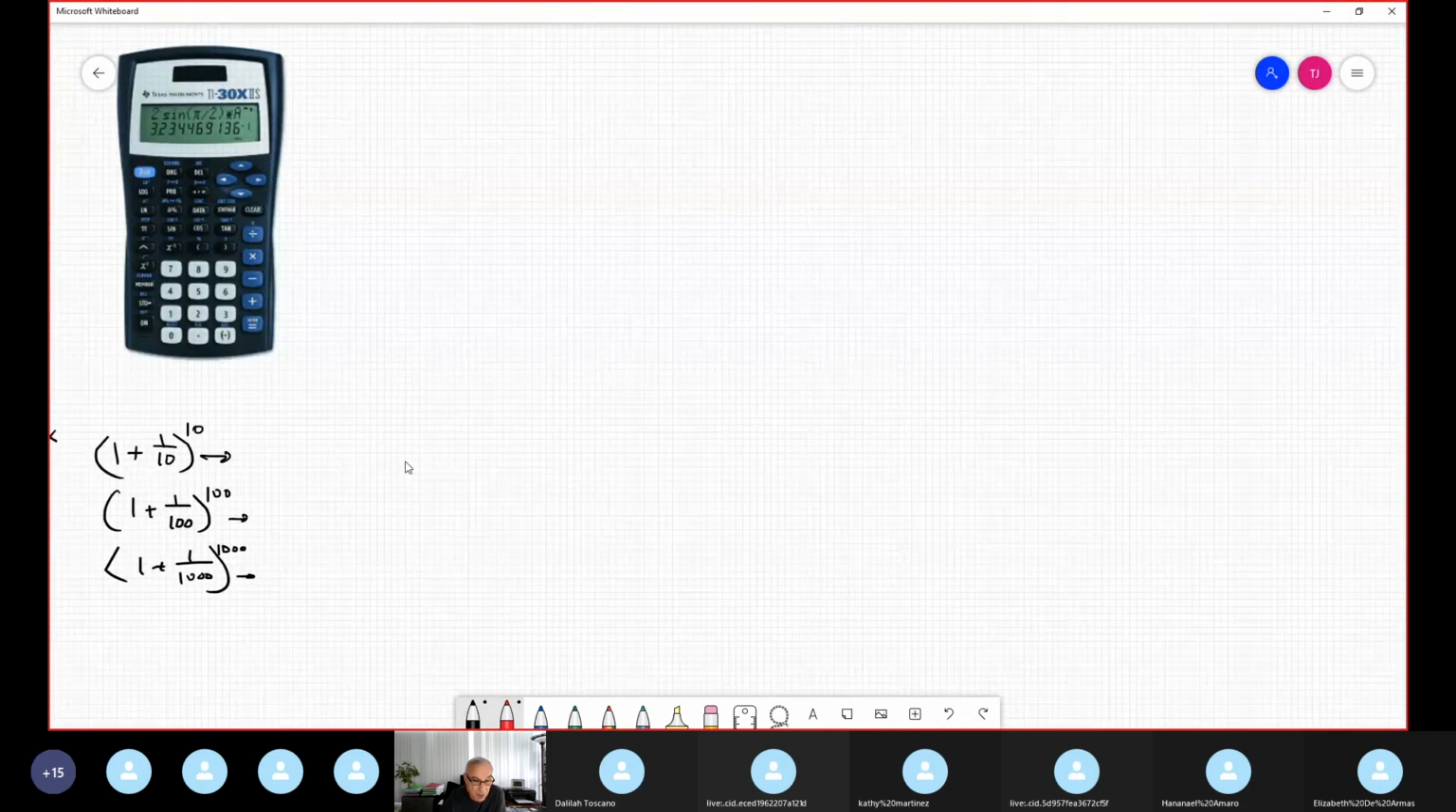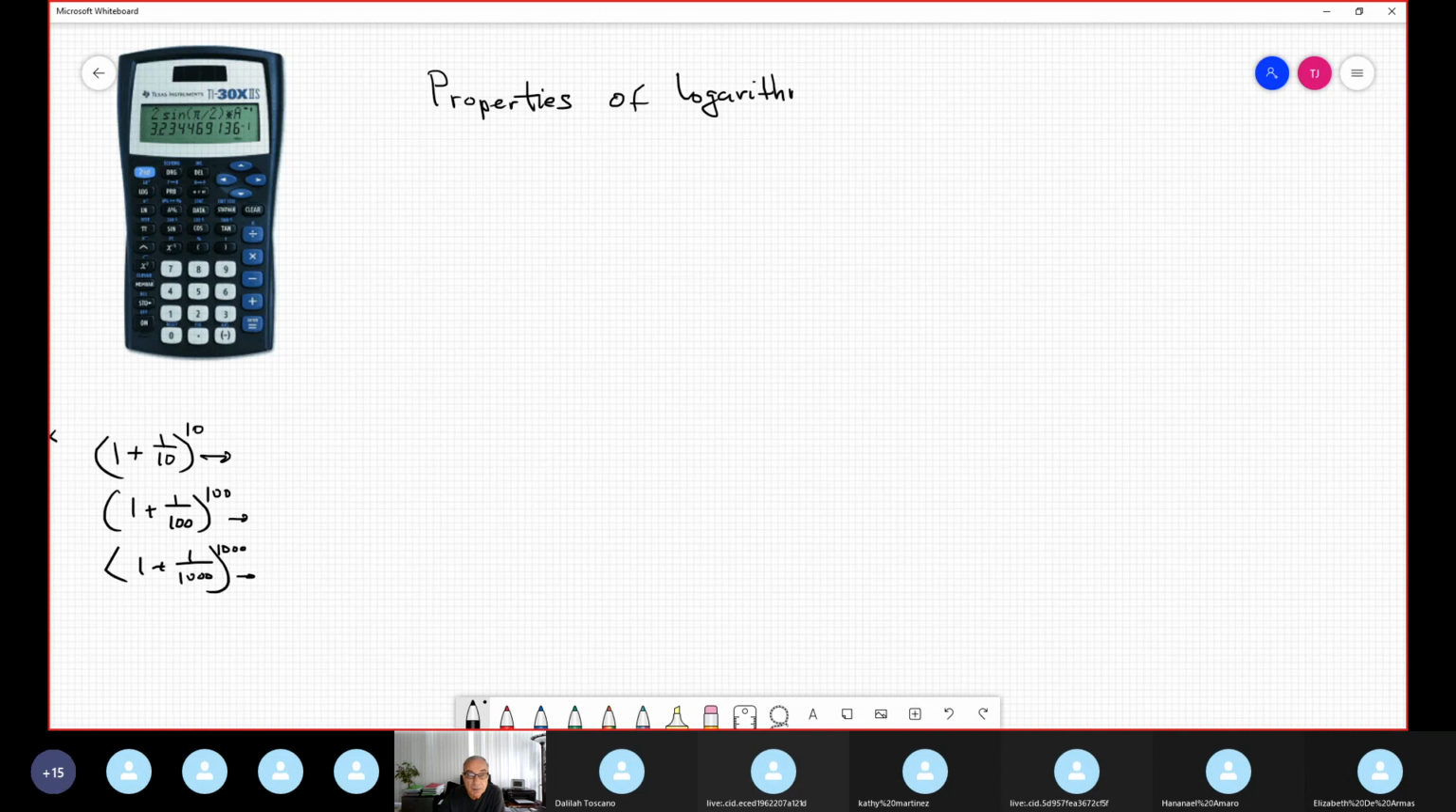We are using these properties. Let me study the properties of logarithms now. Okay, look, we study now 8 important properties for the logarithm. 8. Okay, we're using them every day from now.